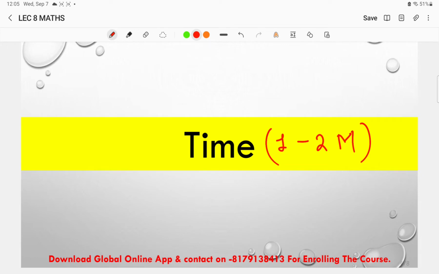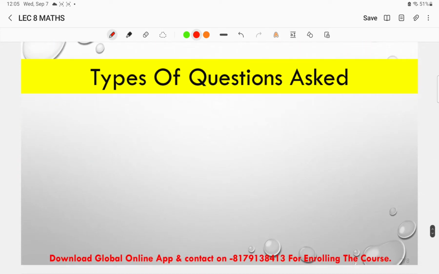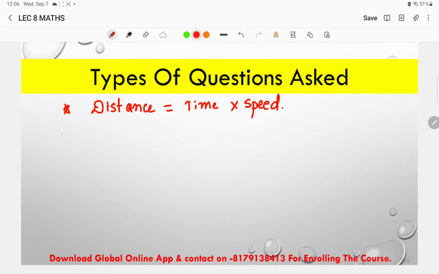Now, what type of questions can be asked in the examination? This is the thing we are discussing here. The questions that can be asked are directly on formula basis. Which formula? Distance is equal to time into speed. This is something we have been learning since school time, right? So this is one formula from which time questions can be asked.